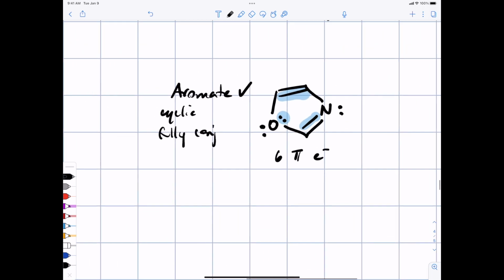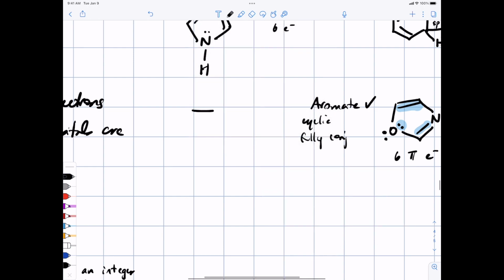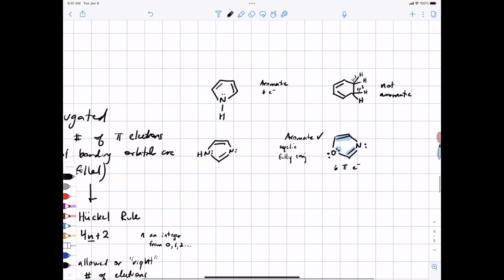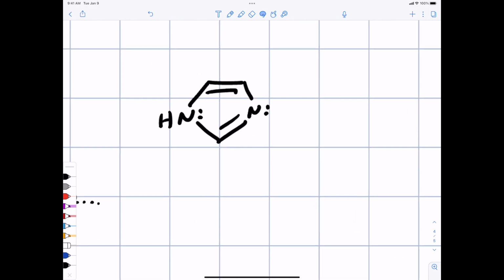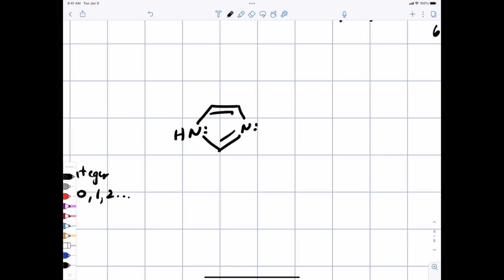Oh, right, this one's fun. Aromatic or not? Okay, yes. It is aromatic, and 2, 4, 6. I don't count this lone pair for reasons we've discussed. Why do I count that one?